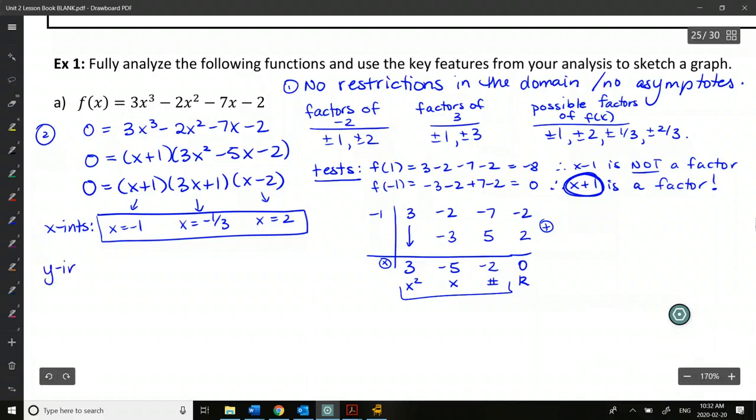Y-intercept, nice and easy. You are just subbing in 0 for x in your original function. If it's a polynomial just in standard form, it's just the c value, right? Because if we plug in 0 for all those x's, all we'll be left with is -2. So our y-intercept is the point (0, -2).